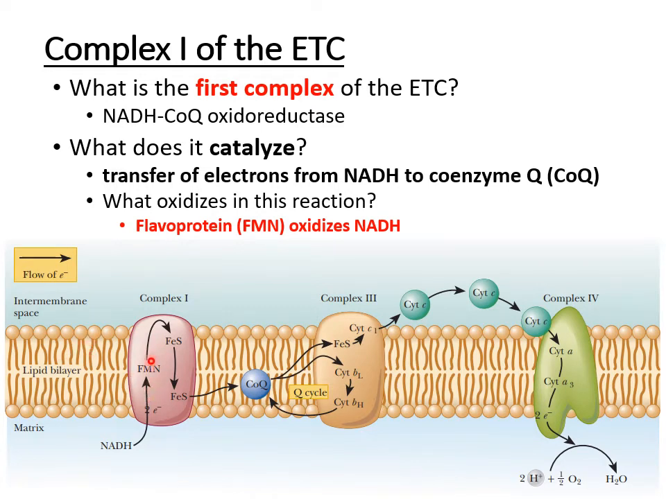As you can see, this complex is an integral part of the inner mitochondrial membrane. It includes FMN, the flavoprotein, which is flavin mononucleotide. You could just think of it as FMN and that it's an example of a flavoprotein. You don't have to worry about the official name flavin mononucleotide. And you have the transfer of electrons from NADH to CoQ as our first complex of the electron transport chain.